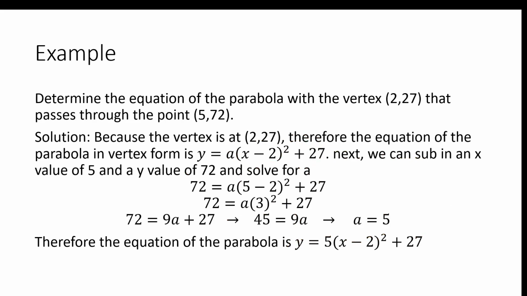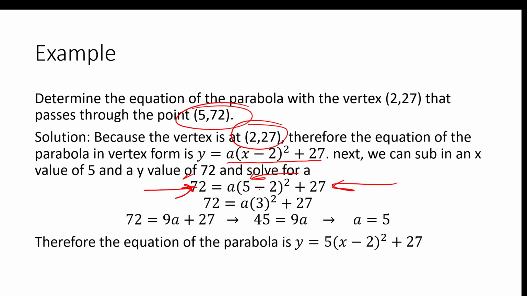Now, what if we knew we had a parabola with a vertex of (2, 27) that passed through the point (5, 72)? Well, because the vertex was (2, 27), we would know that in vertex form, the equation of the parabola was a times (x minus 2) squared plus 27. Well, since we know the point (5, 72) is on that parabola, we can let x equal 5, and we can let y equal 72, and we'll just state the equation with those values.